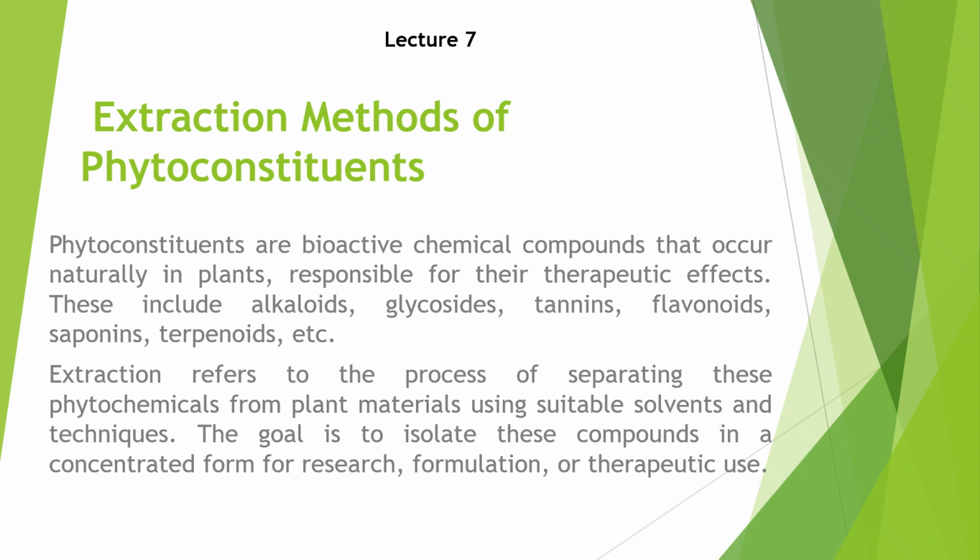Hello everyone. In this segment, I will discuss the extraction methods of different phytoconstituents. Phytoconstituents are the bioactive chemical compounds that occur naturally in plants, and they are very much responsible for their therapeutic effects. These include different types of secondary metabolites like alkaloids, glycosides, tannins, flavonoids, saponins, and terpenoids, and many more.